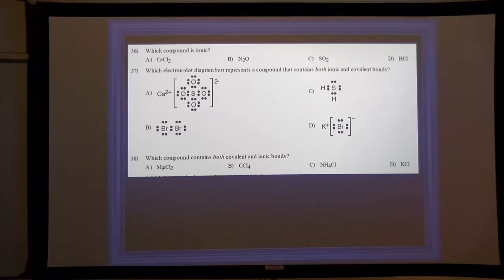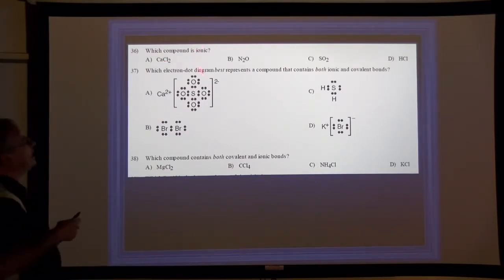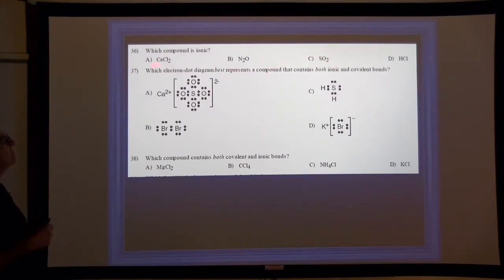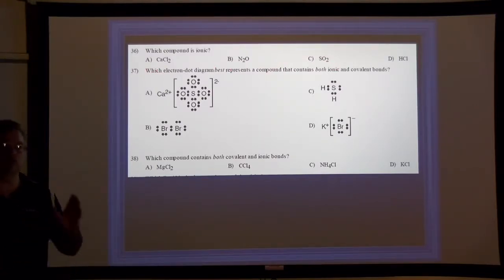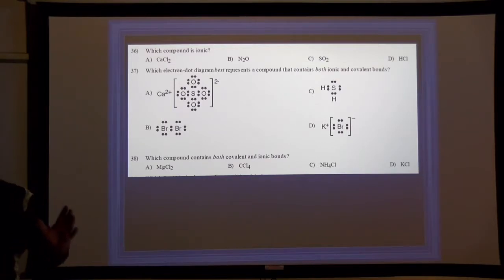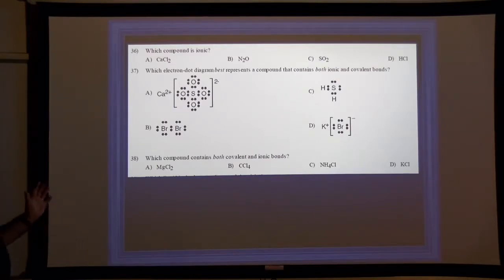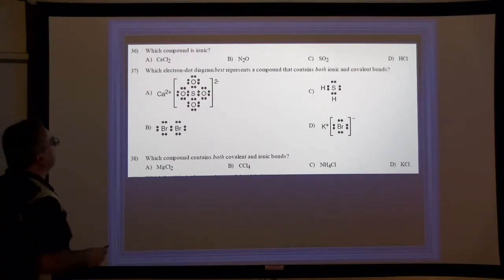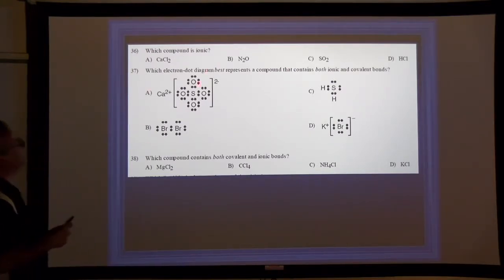Got a vote back there? Okay, so let's look at it. Ionic. I'm searching for a metal. This guy doesn't have any metals in it. This guy doesn't have any metals in it. This guy doesn't have any metals in it, but this guy does. So as soon as you see a metal in the compound, connected to some other atom, it's ionic. Okay? Now this is a little different.